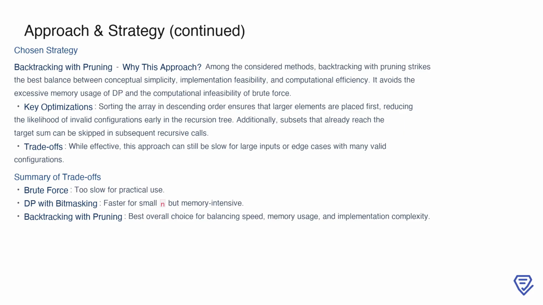In summary, while brute force is too slow and dynamic programming can be memory intensive, backtracking with pruning provides the best overall trade-off between speed, memory usage, and ease of implementation for this problem.